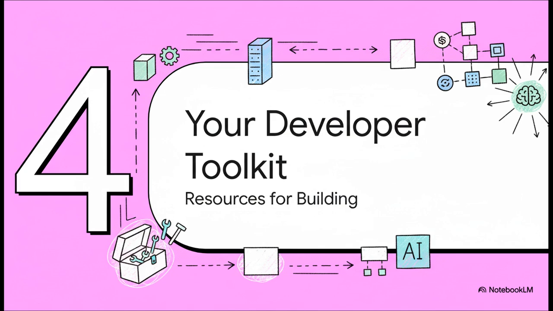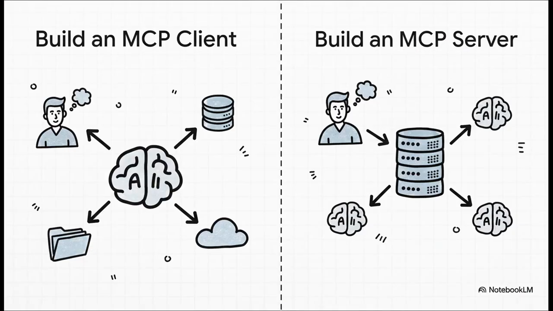So if you're a developer, I bet your gears are turning right now. You're probably thinking, okay, this is cool. How can I actually start building with it? Well, you're in luck because the project comes with a fantastic developer toolkit to get you going. You've basically got two main ways you can jump in. You can either build an MCP client, so a new AI application that can tap into this growing ecosystem of data sources, or you can build an MCP server, which means you make your own app or data source available to any AI that speaks the MCP language.